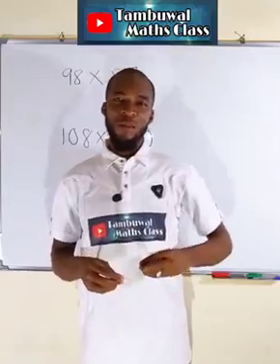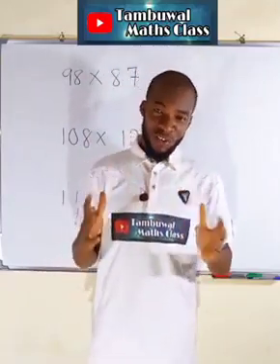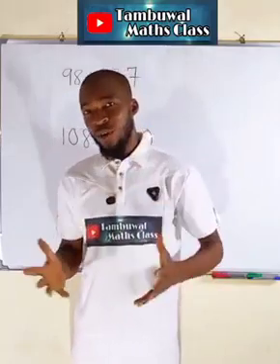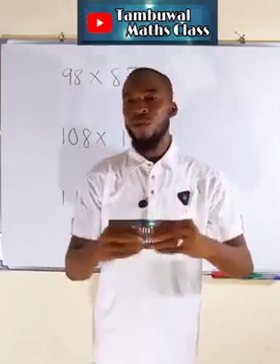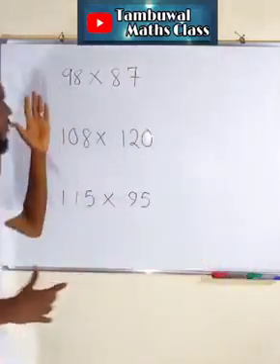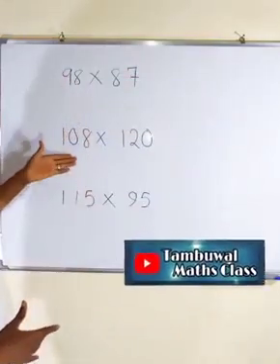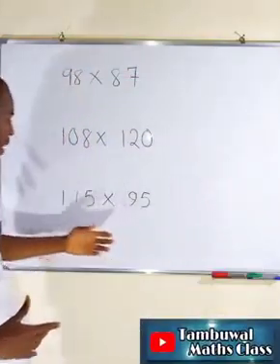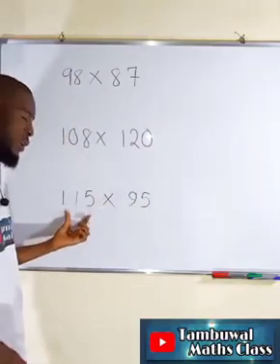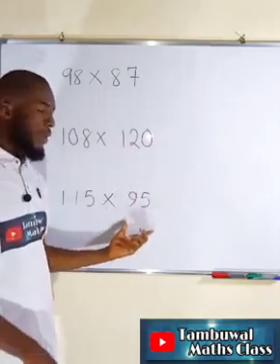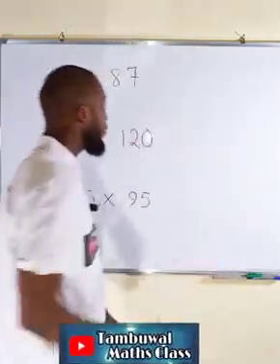In this tutorial, I'm going to show you how to multiply numbers that are closer to 100 together, either greater than 100 or less than 100. So I have chosen three sets of numbers at random. You can see the first set are all less than 100. The second set are all greater than 100. And the last set are the combination of two numbers. The first one is greater than 100, while the second one is less than 100. So let's begin with the first one.